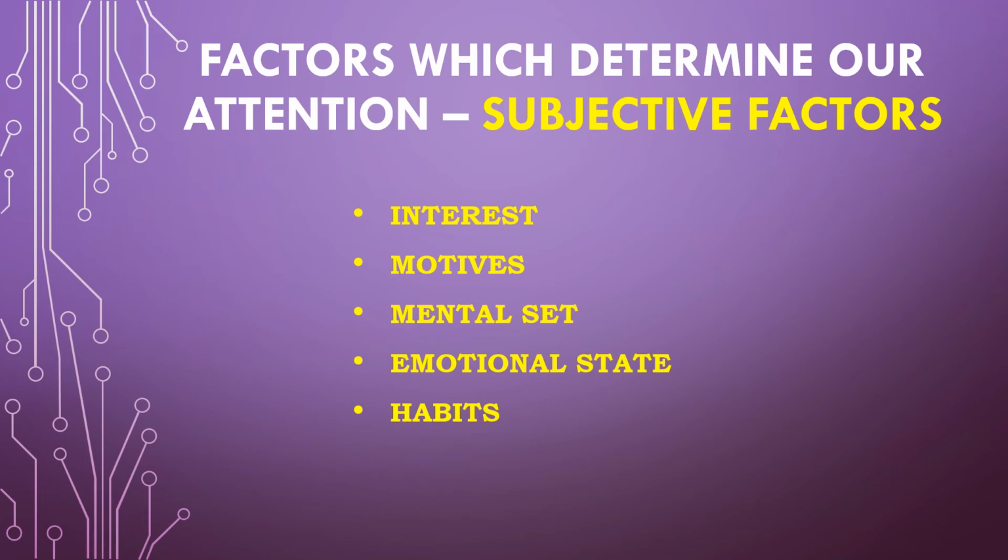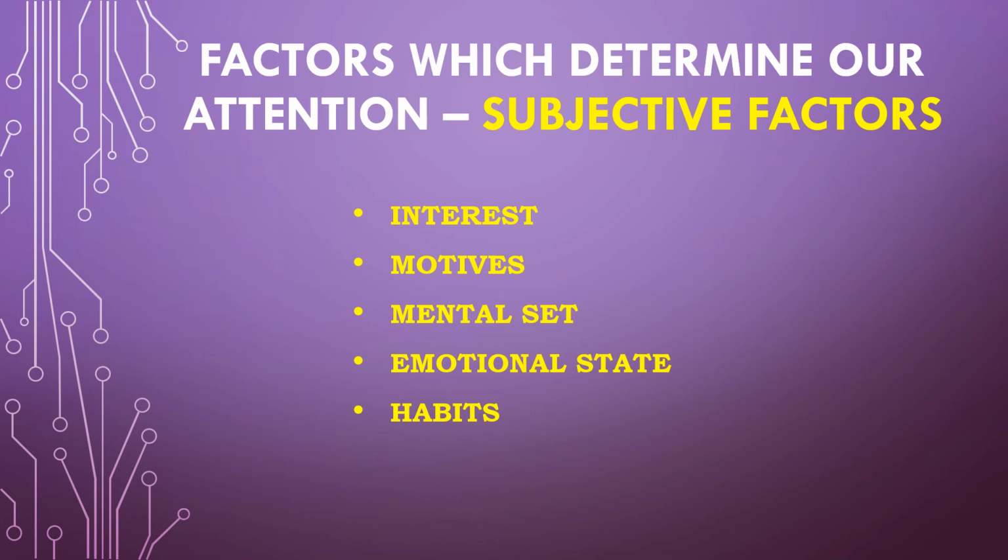Now let's see the subjective factors which determine our attention. These factors refer to the individuals. These are inherent in people. There are many subjective factors which determine our attention. First one, interest. The objects of our interest draw our attention immediately. For example, while moving on a road, a sportsman will be attracted to a shop where sports material is placed. Usually kids get attracted to ice cream shops.